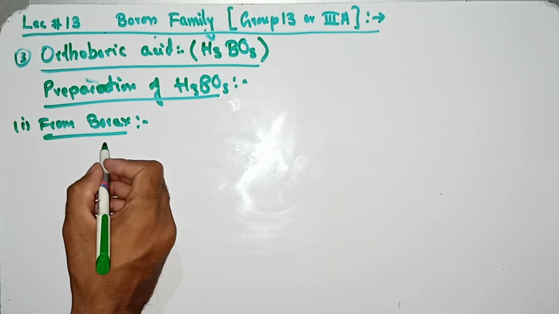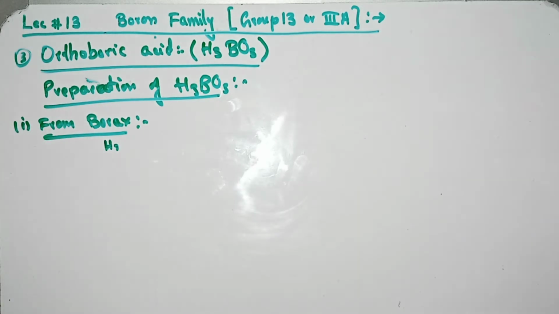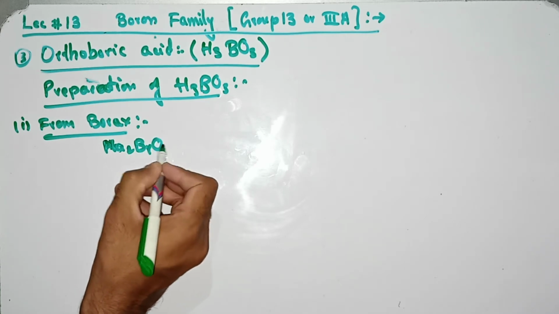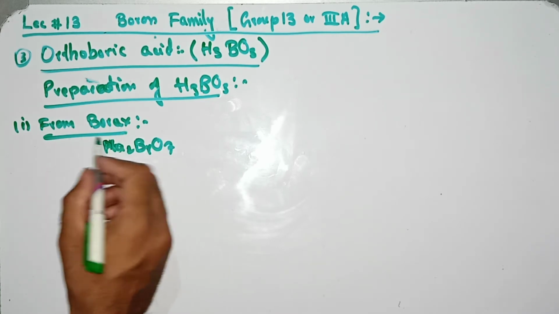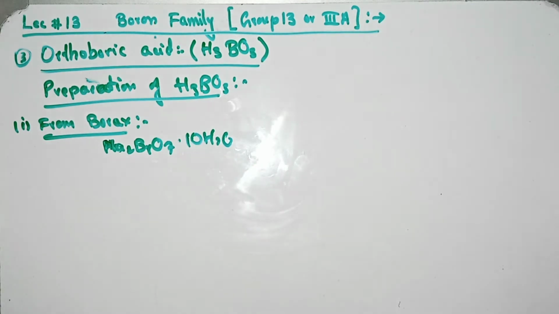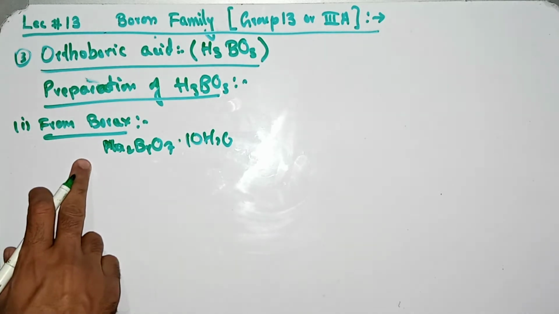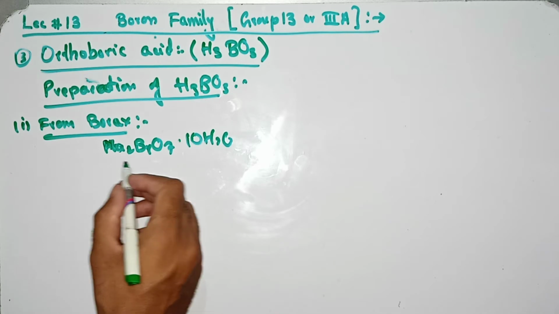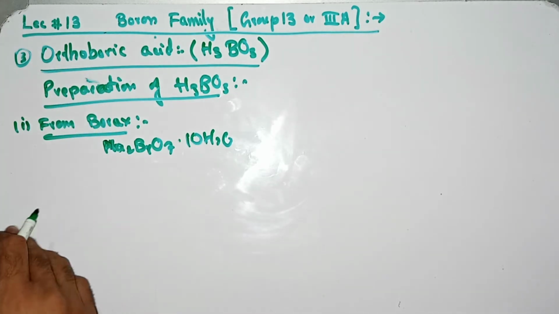What is the formula of borax? The formula of borax is Na2B4O7.10H2O. Orthoboric acid can be prepared from this.